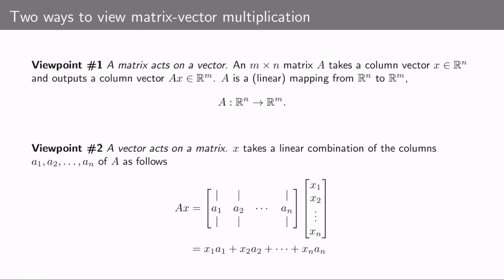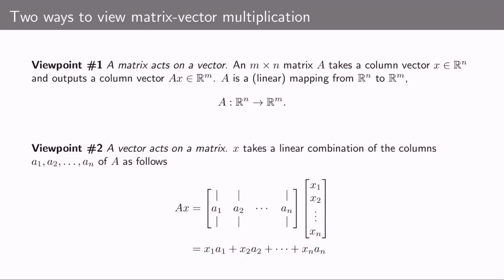A vector acts on a matrix. So what do I mean by that? Well, think of x as being essentially a storage of all the coefficients. And I'm going to use these coefficients to take a linear combination of the columns of A. So if A1, A2, all the way up to An denote the columns of A, then the product Ax is the linear combination of those columns with coefficients x1, x2, etc.